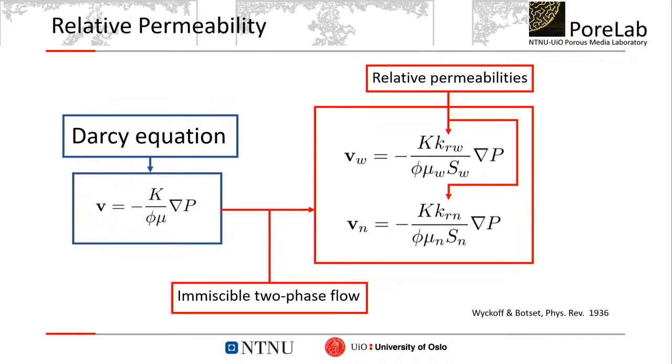Now, in 1936, Wyckoff and Botset generalized the Darcy equation to deal with a mixture of two liquids, immiscible liquids. And the idea they had was that, okay, so here are the two liquids, they're going in there at the same time. And let's say you are liquid number 1. What are you going to see? Well, you're going to see the porous matrix, and you're going to see the other liquid, and they're both going to hinder you, which means that effectively the permeability you see is not the original permeability, but it has been scaled down by a factor, and that factor is this here.